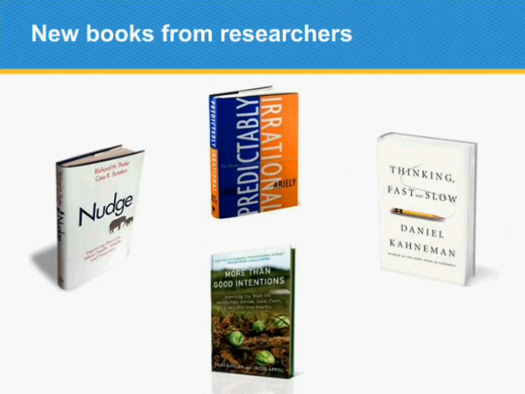Now, these lessons from behavioral econ and the psychology of judgment and decision making, you've probably seen them in some popular press books, like Dick Thaler and Cass Sunstein's book Nudge, wonderful book, Dan Ariely's Predictably Irrational, or Danny Kahneman's Thinking, Fast and Slow. He's the Nobel laureate who helped found the field in the first place.